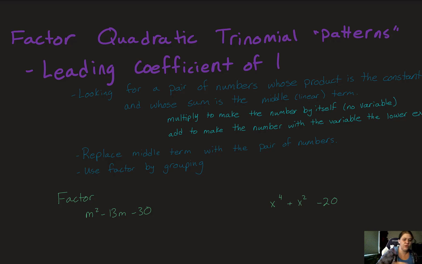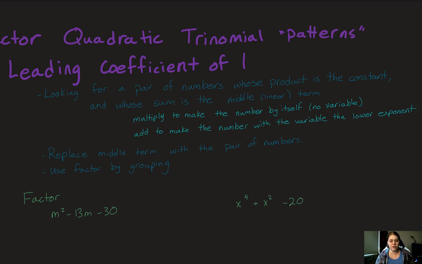Alrighty, so what I do, we have a leading coefficient of 1. So we're looking for a pair of numbers whose product is the constant. Remember, the constant is the one without an x or without a variable, and whose sum is the middle or linear term. We're going to multiply to make the number with no variable, and add to make the number with the variable with the lower exponent. That's what we're looking for. We're going to replace the middle term with that pair of numbers, and then use factor by grouping. This is the process that I typically use. There's 150 gazillion other different ways to do this.